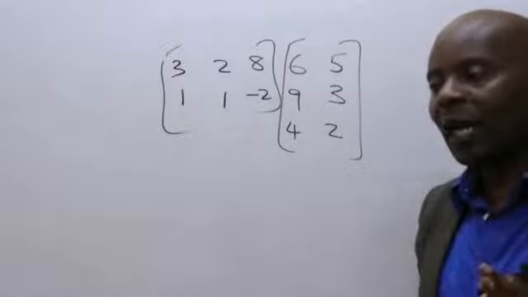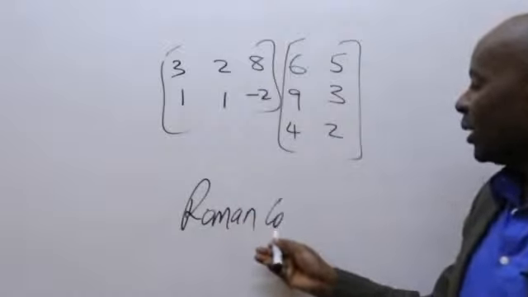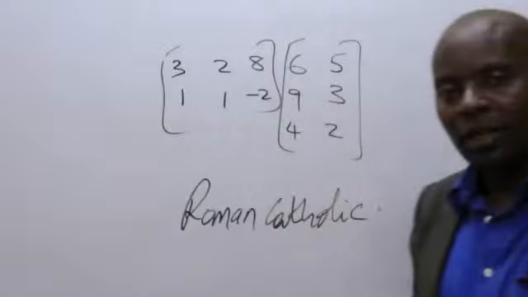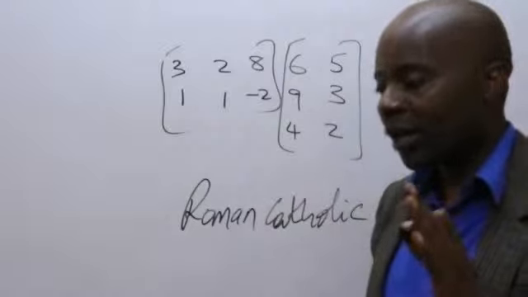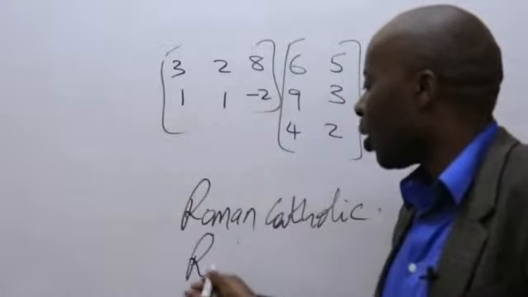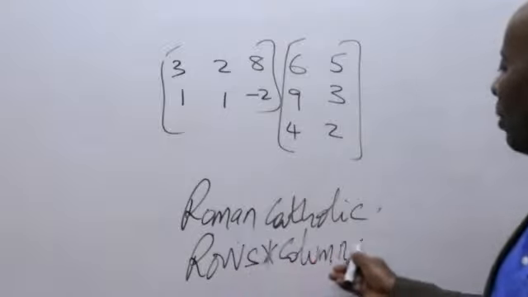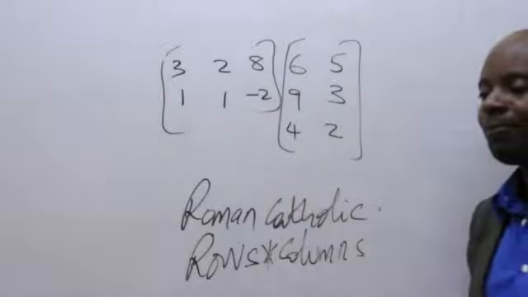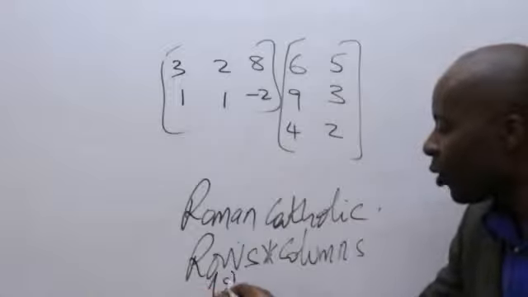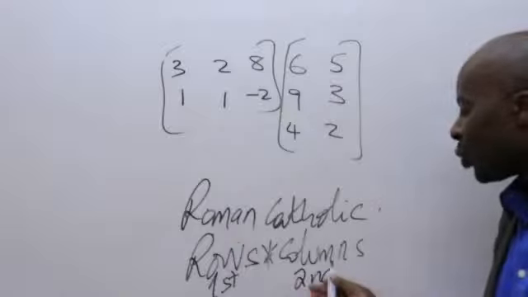And how do we multiply matrices? We'll use what we call Roman Catholic. In multiplication, we normally make use of Roman what here? Catholic. Roman for rows. Catholic for columns. So in short, we are saying that rows will be multiplying columns. To put it better, rows of the first matrix will multiply columns of the second matrix.